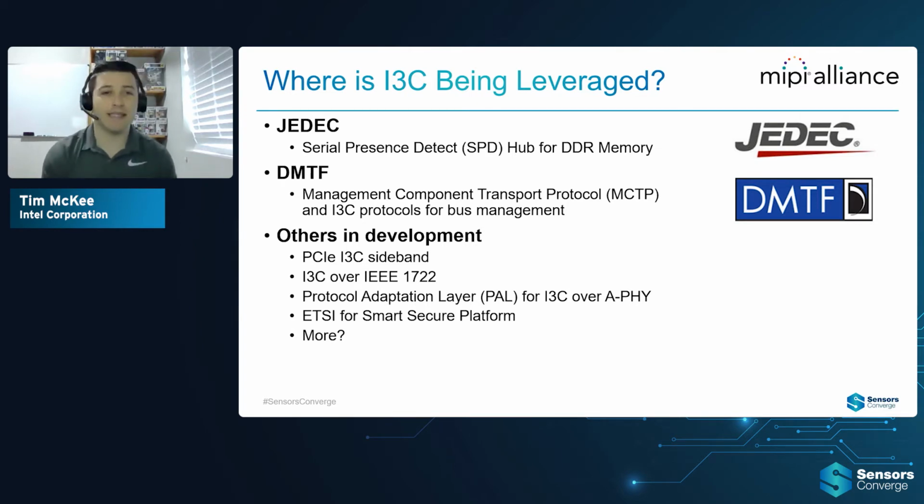We're working with PCIe, I3C over IEEE 1722. We're working with AFI, working to create a protocol adaptation layer for I3C over AFI. We're also working with ETSI for smart secure platform, and many more. We want to know what other industries, what other partners we can create, because we truly believe that I3C can go everywhere, right?